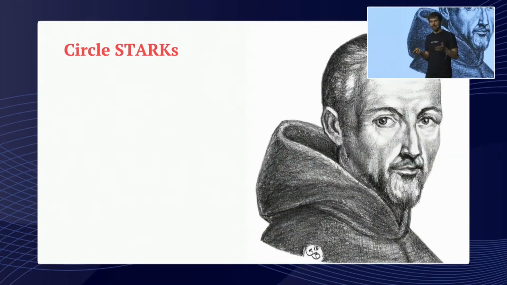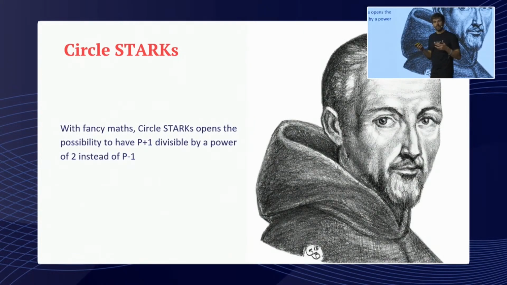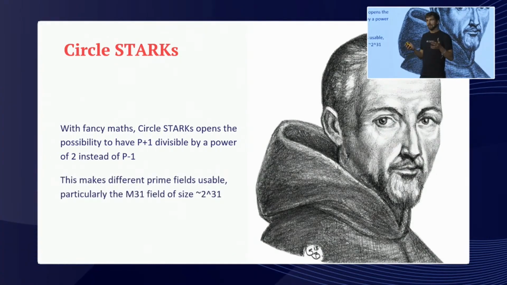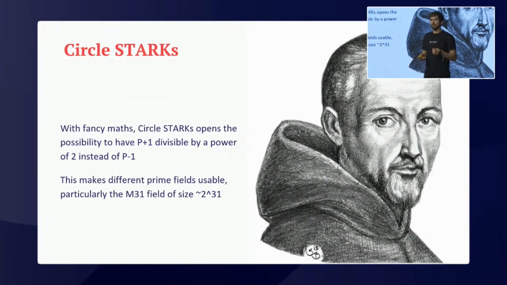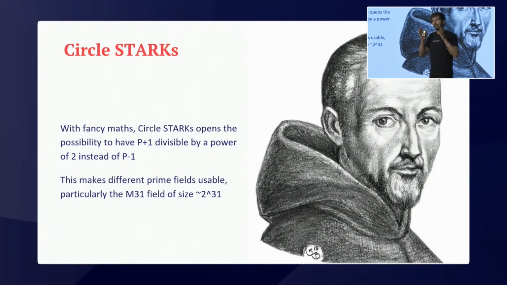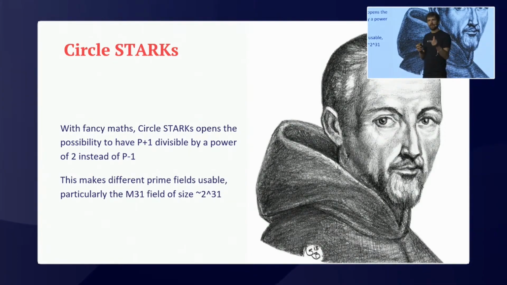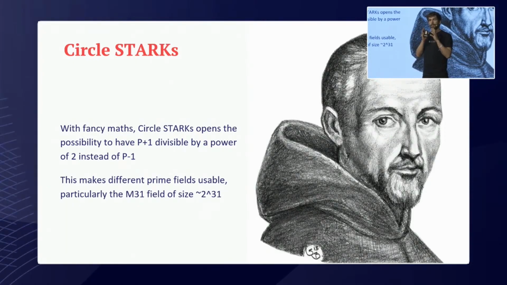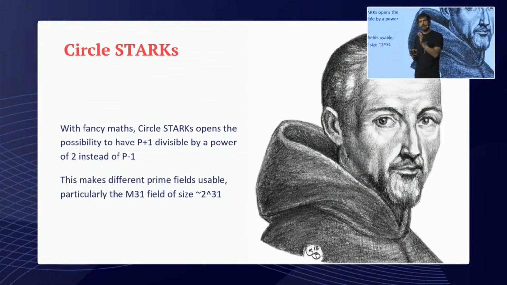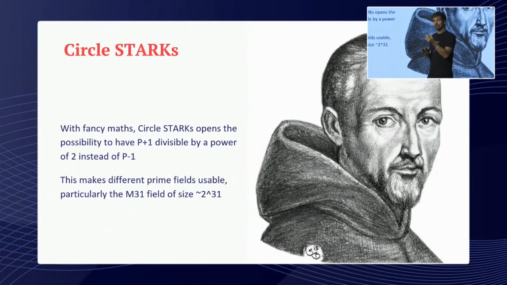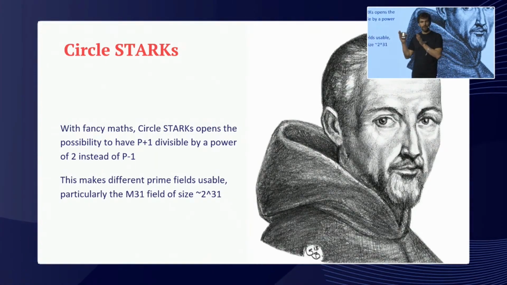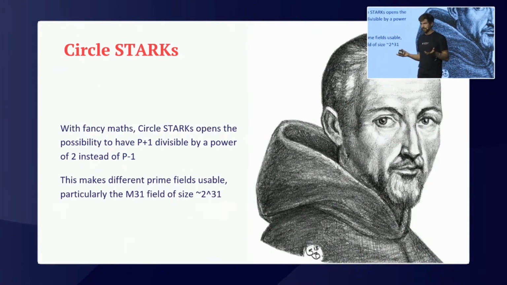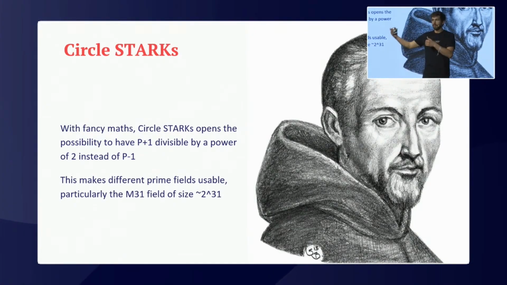Recently, researchers at StarkWare, as well as Polygon Labs, released a paper called Circle STARK. Circle STARK is a new protocol that uses fancy math techniques so that the P you're able to choose has slightly different properties. You can now choose a prime field size such that P plus 1 is divisible by a large power of 2. So before we had P minus 1, now we have P plus 1.